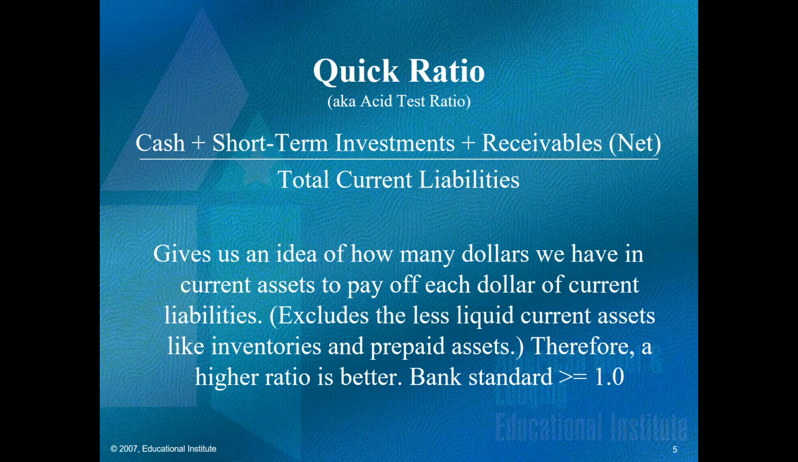All right, let's take a look at the next one. The quick ratio. We're going to take cash plus the short-term investments. So look at the current asset section. We're going to take cash plus short-term investments plus the net receivables, and that's it. So what is the commonality of those three items on this balance sheet? What do they have in common? Can you tell?